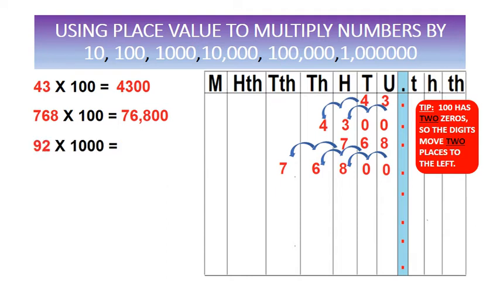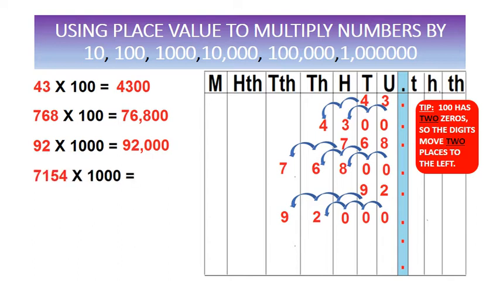Now let's look at what happens if we multiply by 1,000. Again, we know because we're multiplying, the answer's got to get bigger, so the digits are going to move to the left. So now the digits have moved 3 places to the left, and we've got 3 placeholders in there. So the answer is 92,000. And one more example, 7,154 multiplied by 1,000.